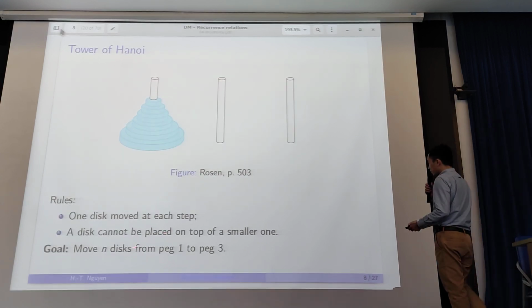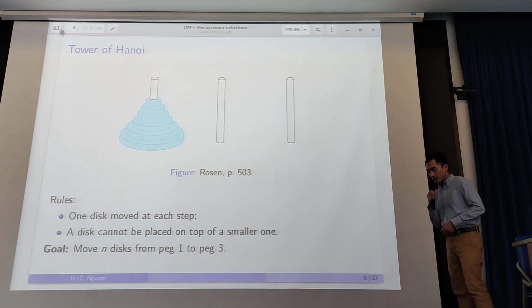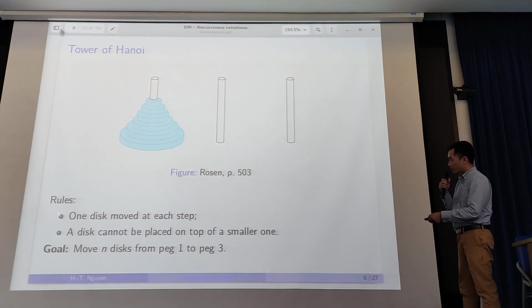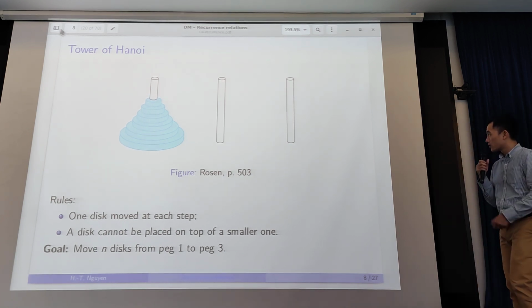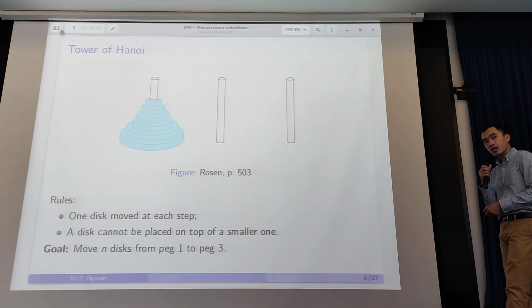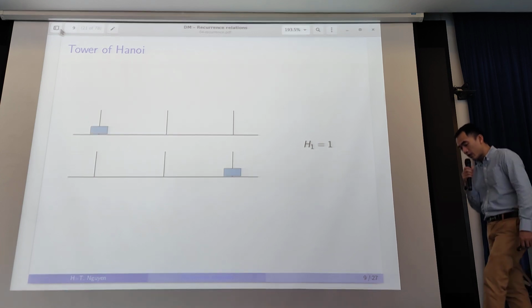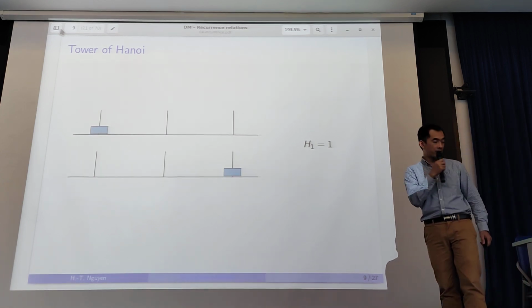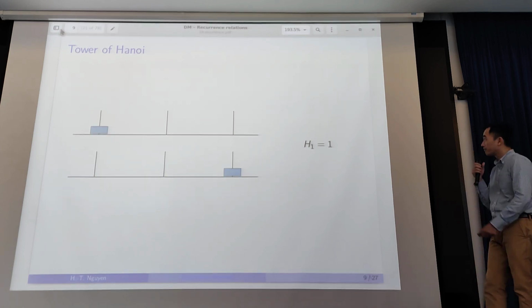So the challenge is to move n discs from the first peg to the third peg without violating these constraints. Okay? So one disc at a time, and each disc must not be put on top of a larger disc. Okay? So now, for example, if you have only one disc, then it's easy, right? You only need one move and you're done.